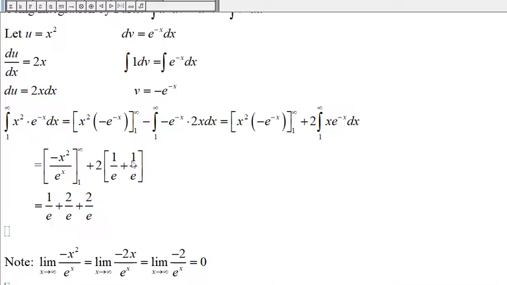And then this will be 2 times 1 over e plus 1 over e. And so when k is 2, this is what we get. And now let's look at the case when k is 3.